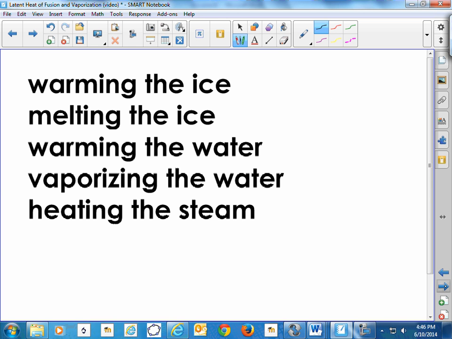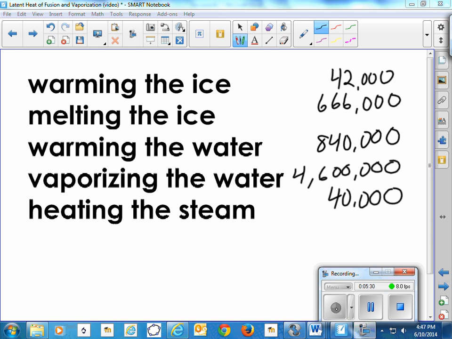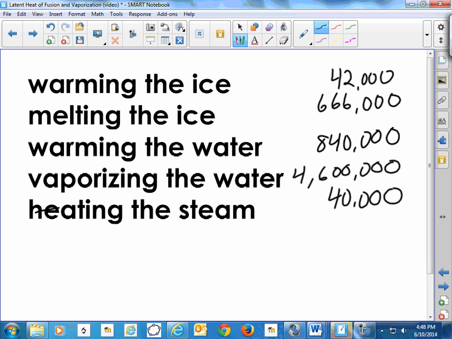So then we add up the pieces, the 5. We found the energy for each of those 5 pieces, and then we'll just add them up. So I went ahead and wrote those values in. And as you line them up, you can see that vaporizing the water is the largest piece, by an order of magnitude, really.